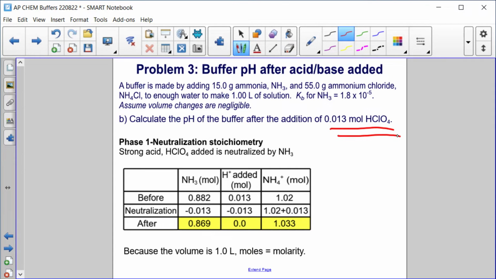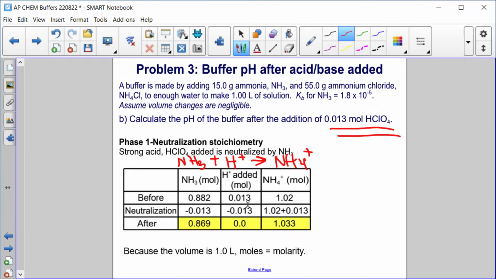All right, so now what is the pH after the addition of strong acid? 0.013 moles of strong acid. The strong acid will be neutralized by the base. So the neutralization reaction looks like this. NH3 plus the H plus coming from the strong acid is neutralized to produce NH4 plus. So here's what we start with. 0.882 moles of NH3, 0.013 moles of our acid, and 1.02 moles of our NH4 plus.